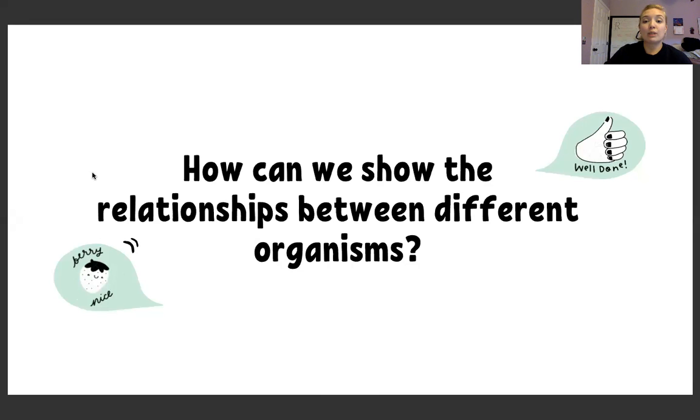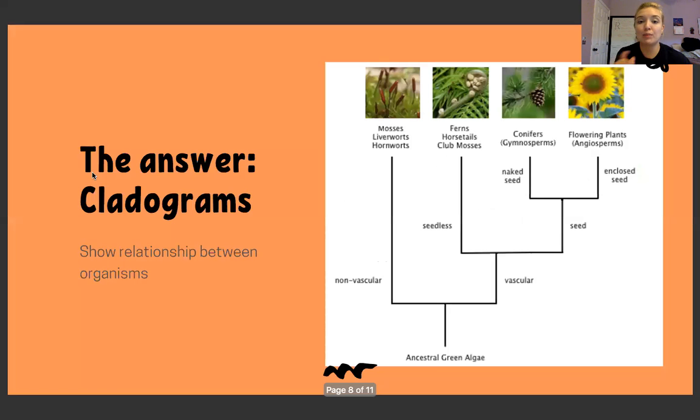And the final thing that we're going to talk about is how do we show those relationships between the different organisms? If I have a sea cucumber and a mountain lion and a person, a human, how can I show that there are some relationships between them? And that we have something called a cladogram. They're also called phylogenetic trees, but I think cladogram is easier to say. So we're going to go with cladogram.